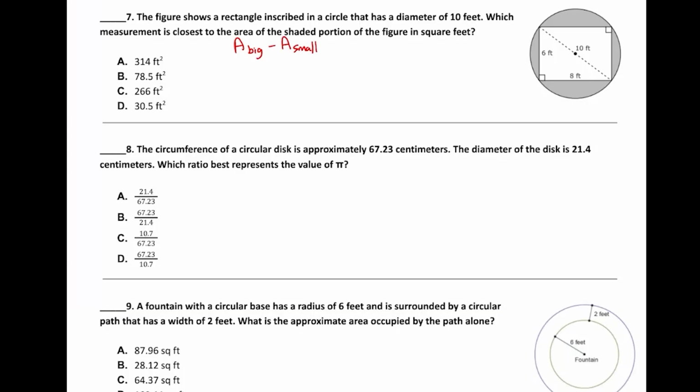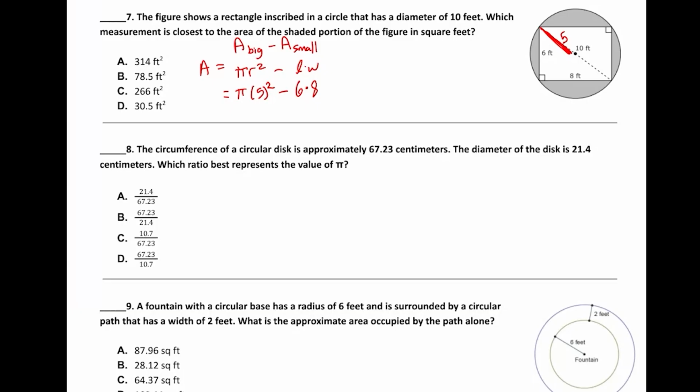So we'll take the area of the bigger shape, which in this case is the circle, so pi r squared, minus the area of the smaller shape, which is the rectangle. And to find that area, we're going to do length times width. So now we just need to fill in all the variables. So the radius is 5 because the diameter is 10 and the radius is half the diameter, right? The diameter is 10, the radius is 5. So we have pi times 5 squared minus the area of the rectangle, which is 6 times 8.